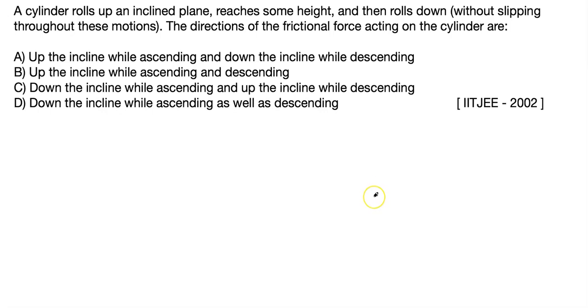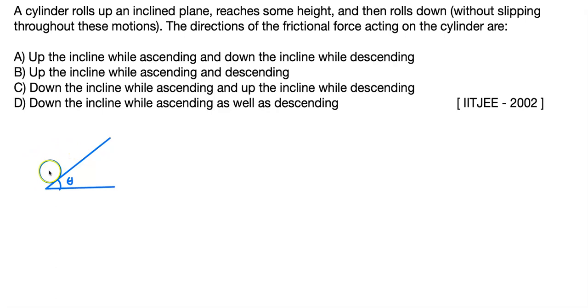So the first thing we want to do, there's a bunch of words here, but as with any mechanics problem, the first thing we want to do is to draw a diagram, right? And so we have an inclined plane that probably looks something like this, inclined at an angle theta, let's say. And there's a cylinder, which is going to be a circle when you look at its cross section. And so the cylinder is rolling up an inclined plane, right?